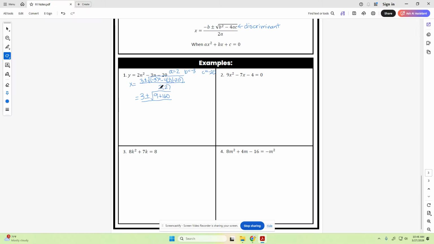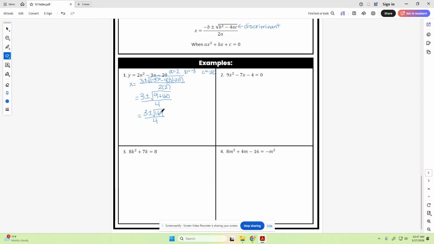And I can also go ahead and do this multiplication in one step. You could break it up and do those in separate steps, but it's going to take up a lot more paper if you do that. So you can also just square, multiply, and multiply all at once. When I add these two together, I'm going to get 3 plus or minus the square root of 169 all over 4.